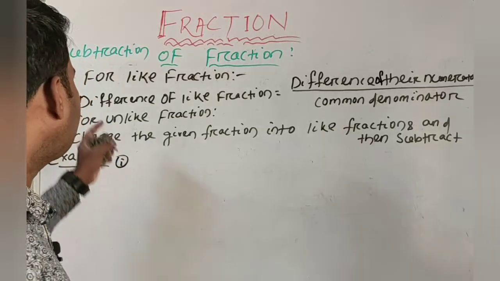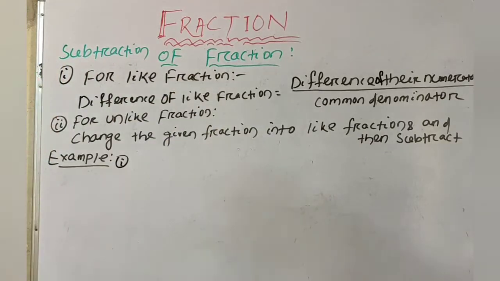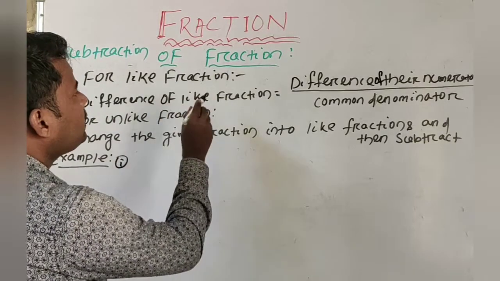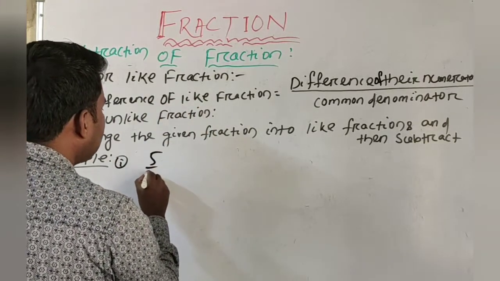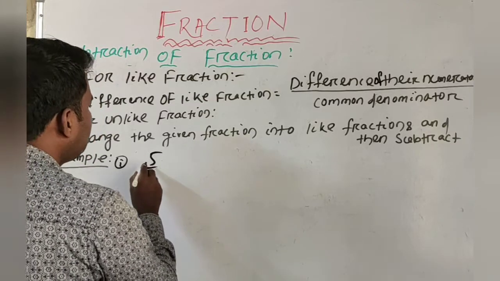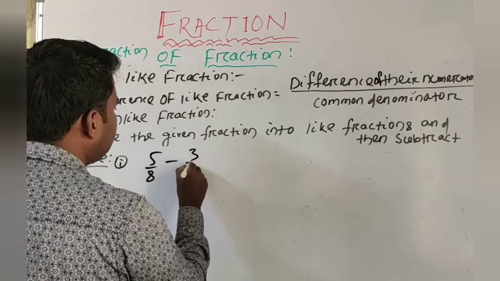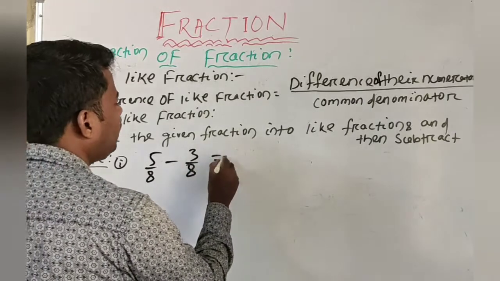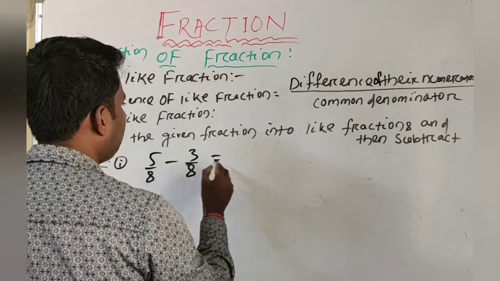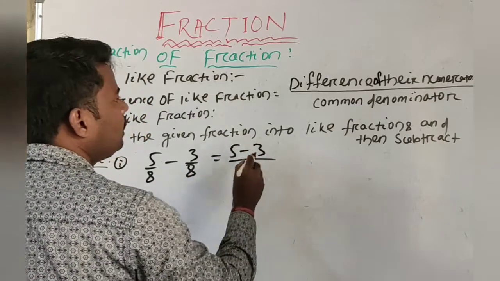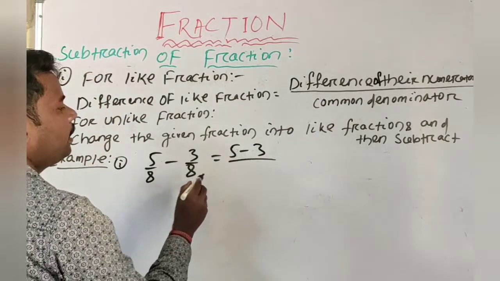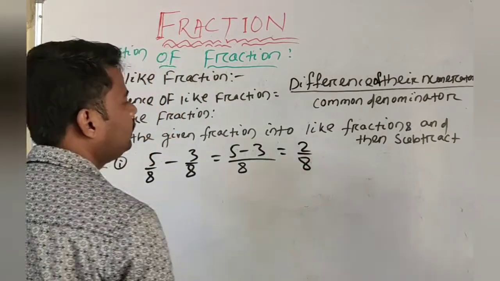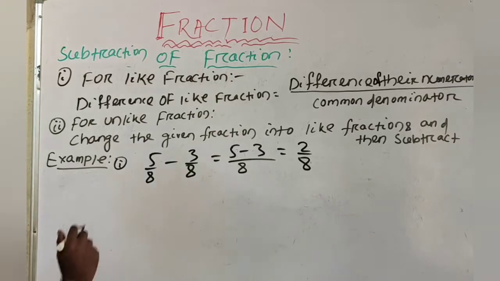Next we will learn how to subtract fractions. For like fractions, first, like fractions means fractions with the same denominator. We can take an example, 5 by 8 minus 3 by 8. Both are like fractions because both have the same denominator. So how will we subtract? The difference of their numerators, that means 5 minus 3, divided by the common denominator. The common denominator is 8. The answer is 2 by 8. We will take another example.